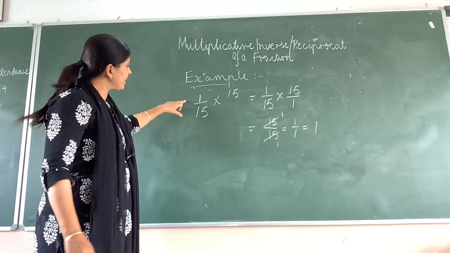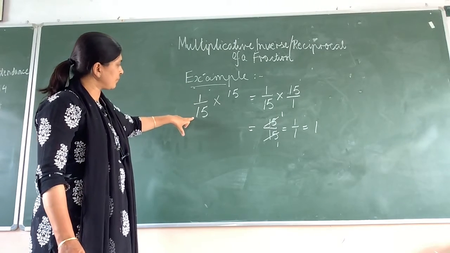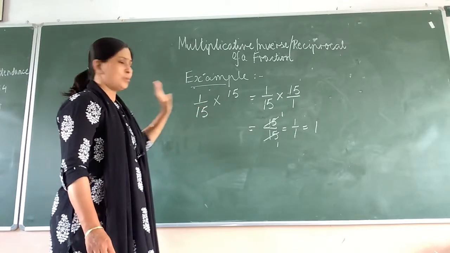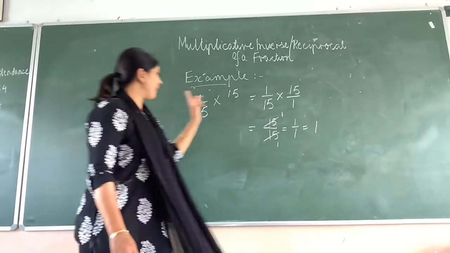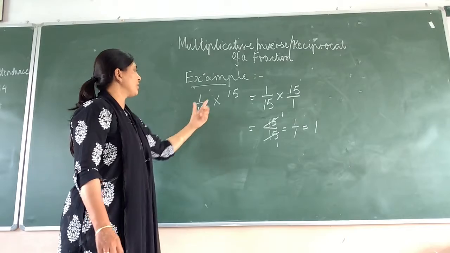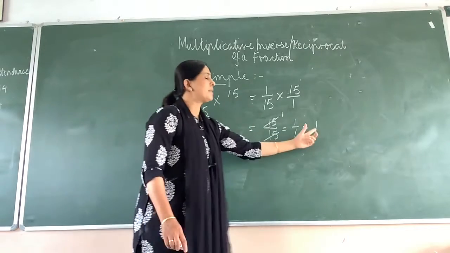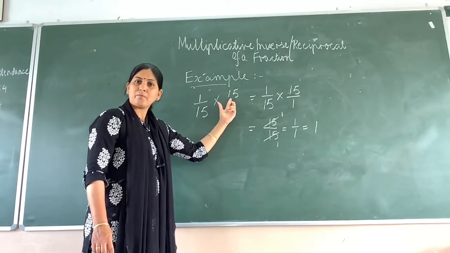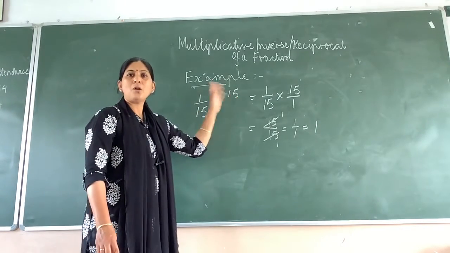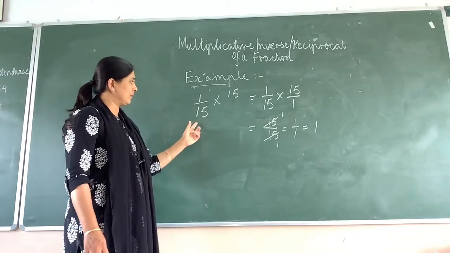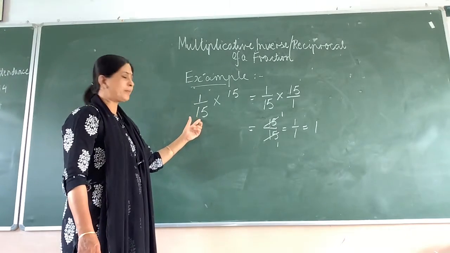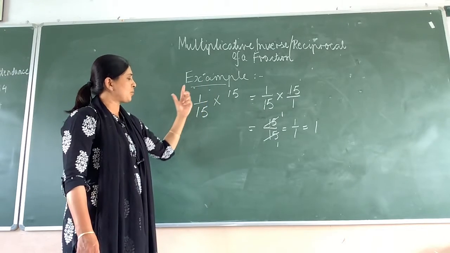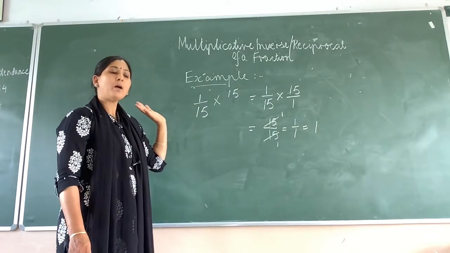So again you see, children, 1 over 15 and 15, the product of these two is 1. So whenever the product of a fraction and a whole number is 1, each of them is the multiplicative inverse or reciprocal of the other. So 1 over 15 is the reciprocal of 15, and 15 is the reciprocal of 1 over 15.